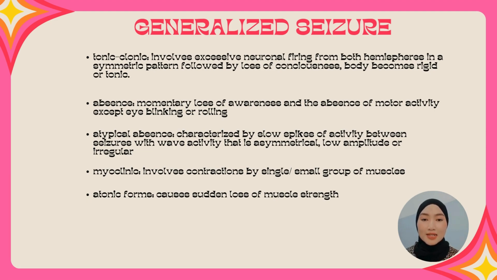It is characterized by slow spikes of activity between seizures with wave activity that is asymmetrical, low amplitude, or irregular. Next is myoclonic. Myoclonic involves contraction of a single or small group of muscles. Last but not least is atonic forms. This type involves sudden loss of muscle strength.